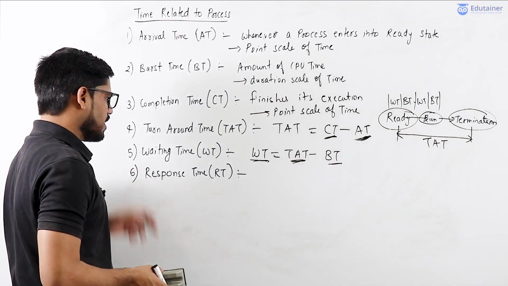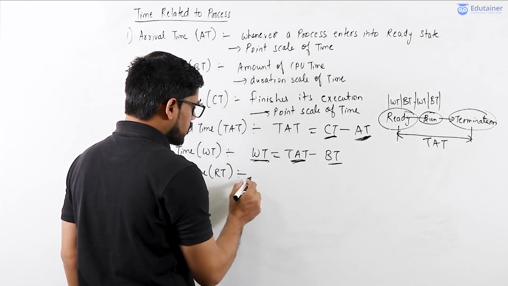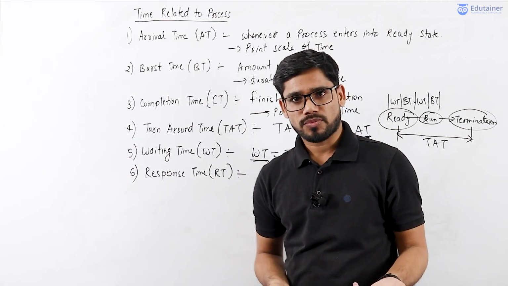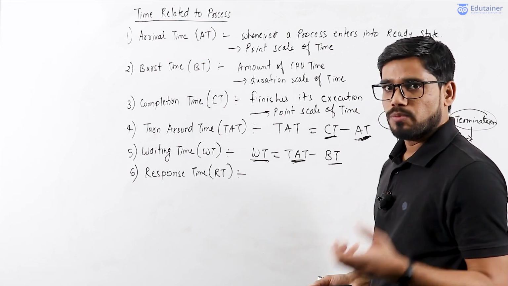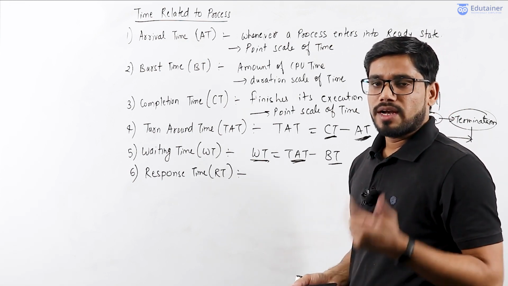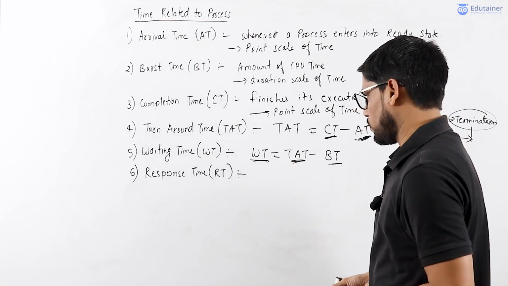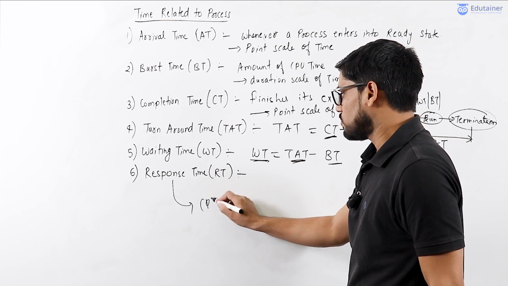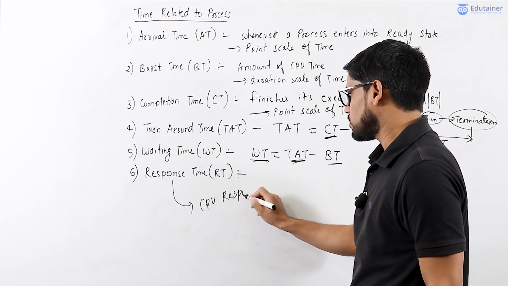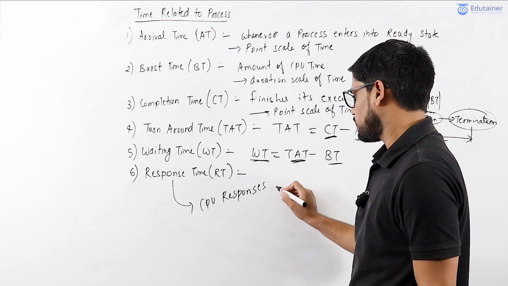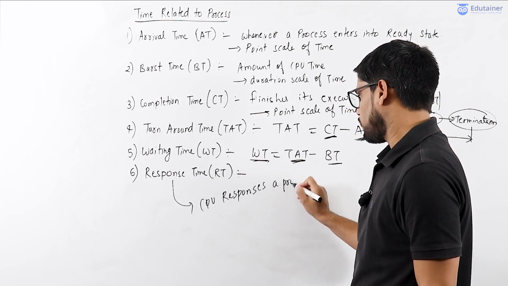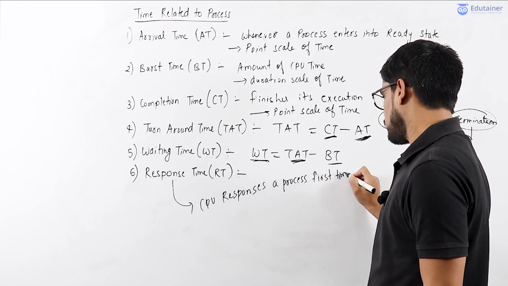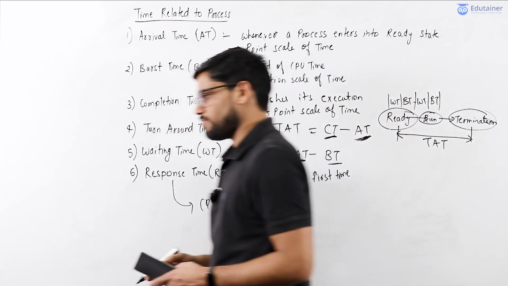And the last one is response time. Response time is when a process is first responded to by the CPU, or whenever the CPU first picks a process, that time will be called response time. So response means the CPU responds to a process for the first time, and that is called response time.